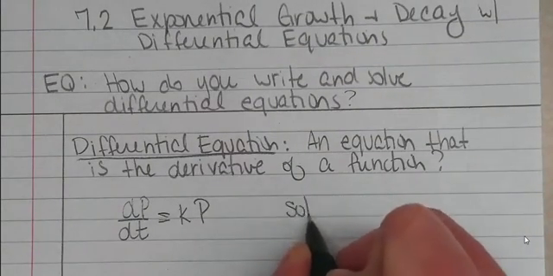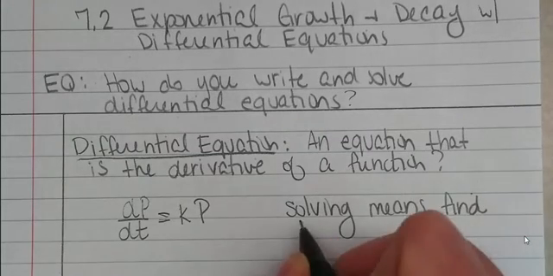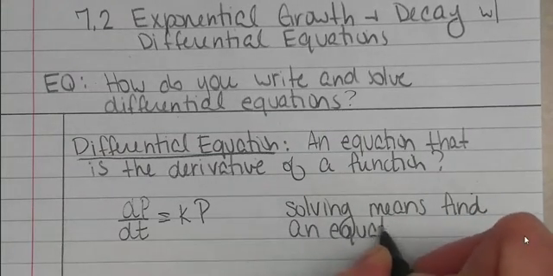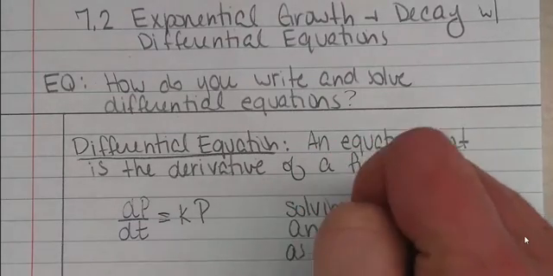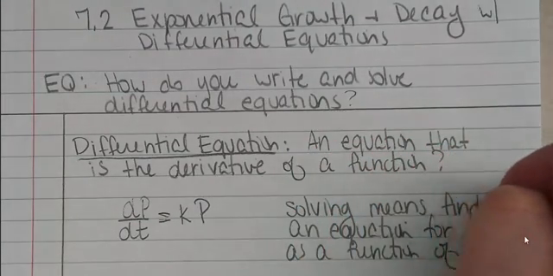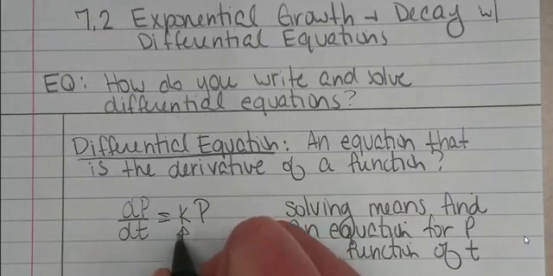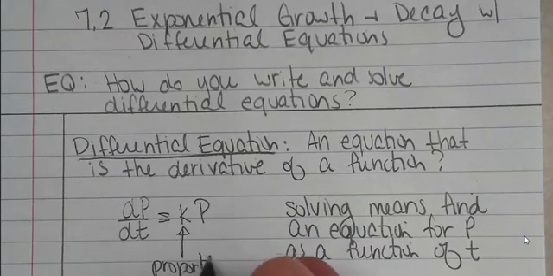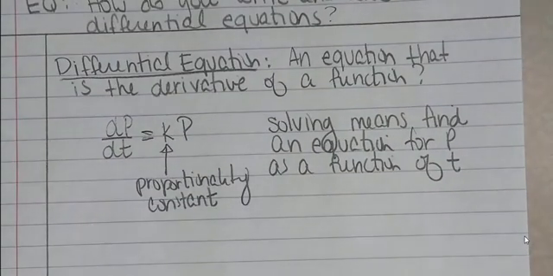Okay, so solving means find an equation for p as a function of t. And there's this k here, and this k is called a proportionality constant. Right? So it's basically a constant, okay? It's some number, and it will describe the proportionality.